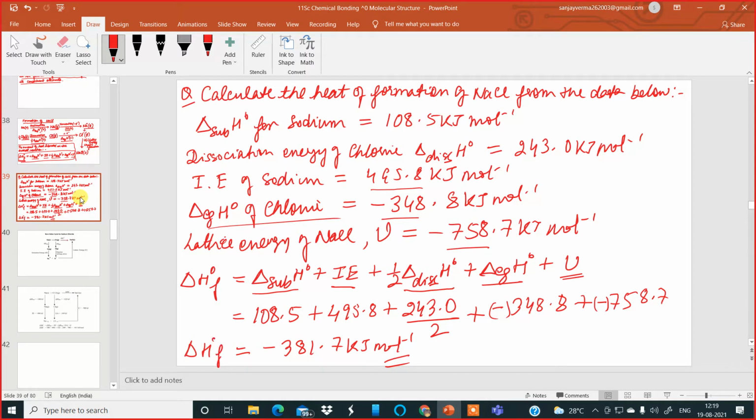So this is the heat of formation of sodium chloride. This is the application of the Born-Haber cycle. So this is how you'll get direct formula based numericals based on heat of formation.